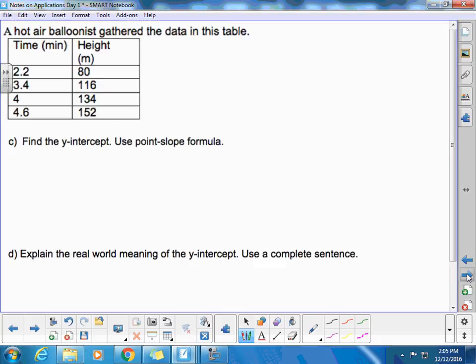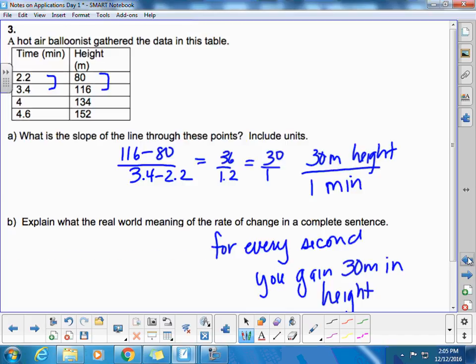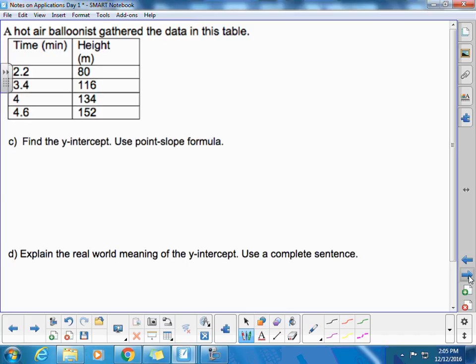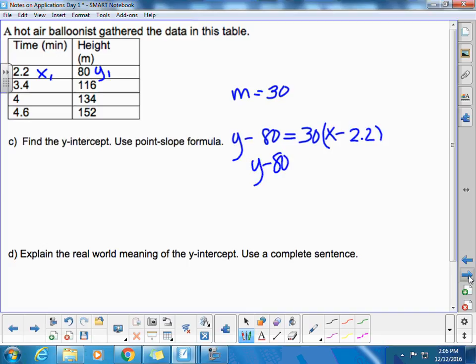Find the y-intercept and use point slope form. So same data as before. We have a slope of 30. So we know m equals 30. And using point slope form, y minus y1 equals m times x minus x1, let's pick this to be our x1, y1.